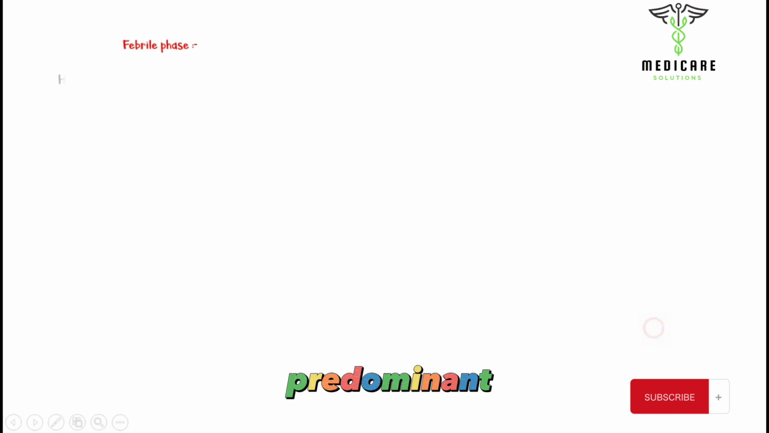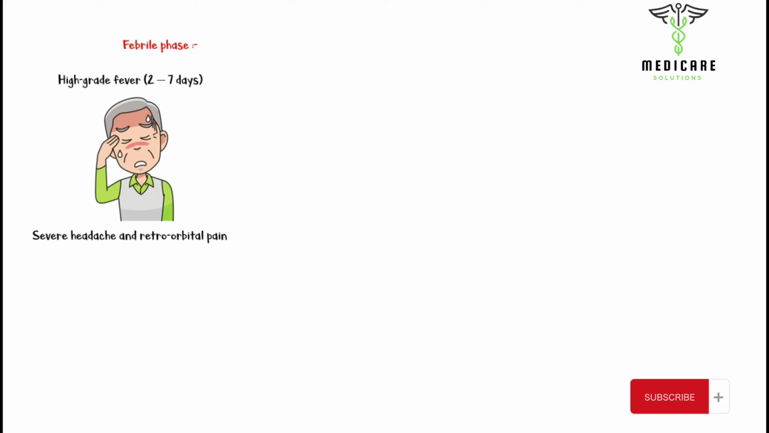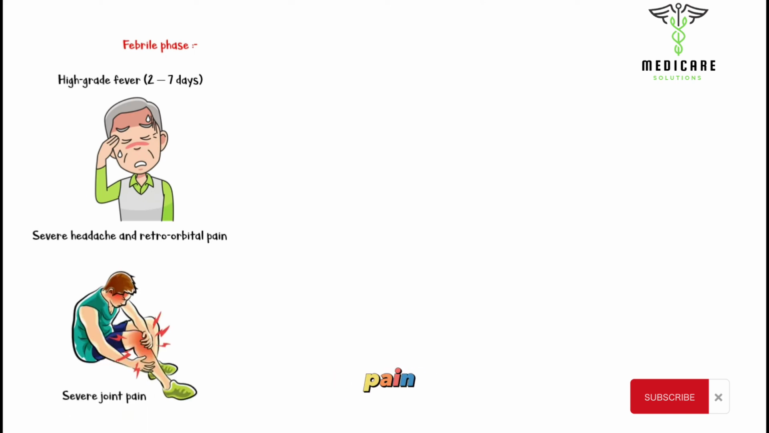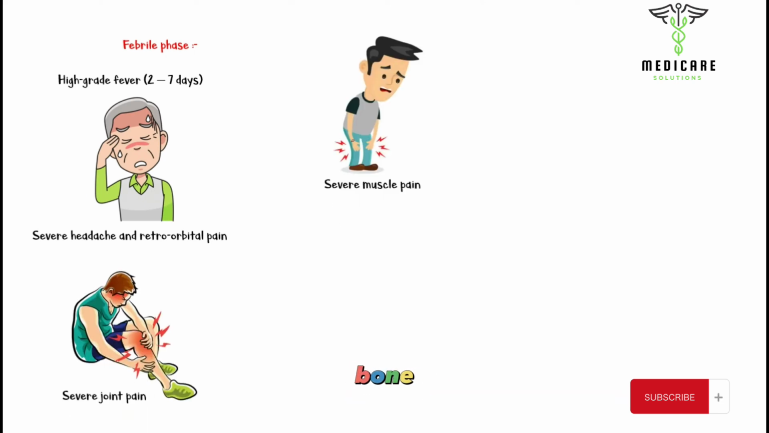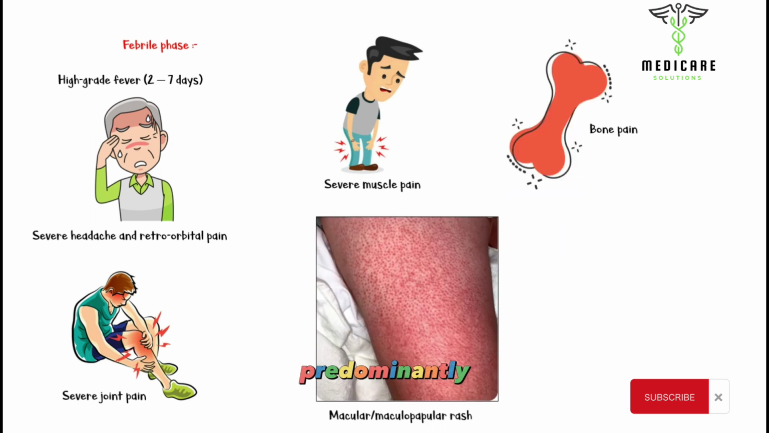High-grade fever is the predominant symptom in this period, lasting for 2 to 7 days on average. In addition, the patient may complain of severe headaches and retroorbital pain, severe joint pain, severe muscle pain, bone pain, and a macular or maculopapular rash, predominantly seen on flexor surfaces.